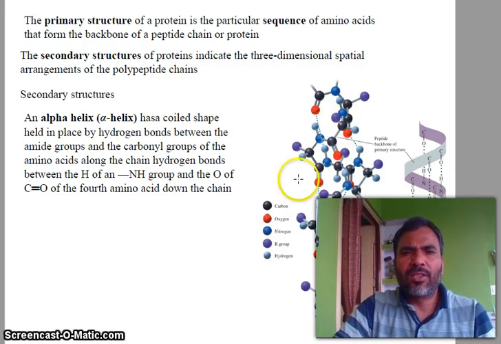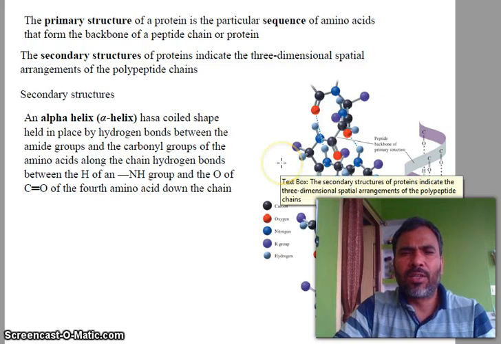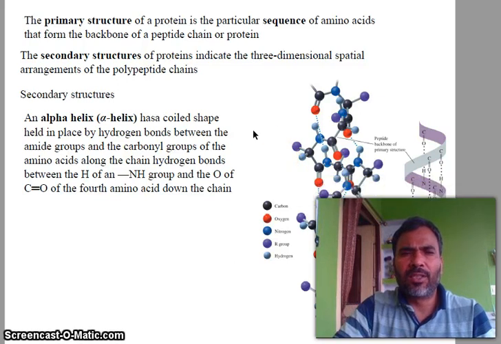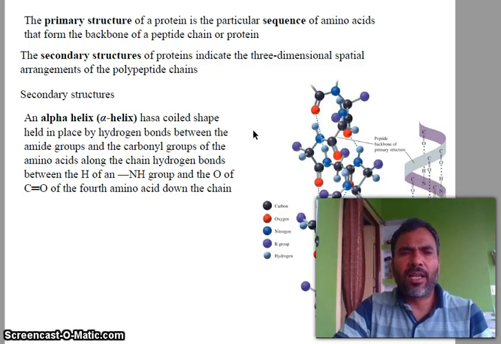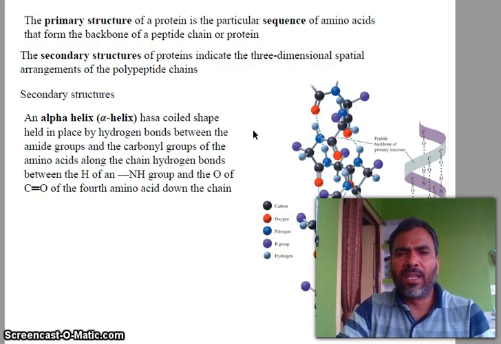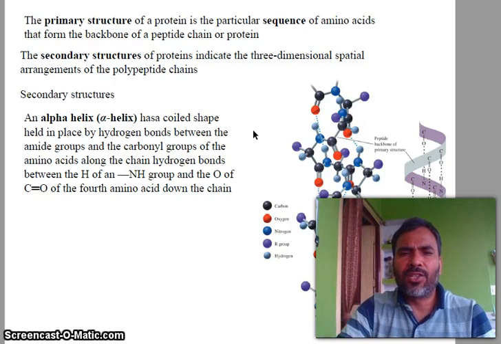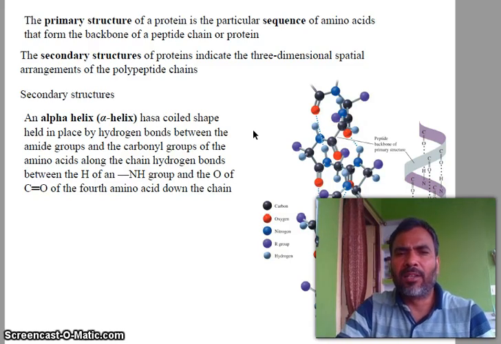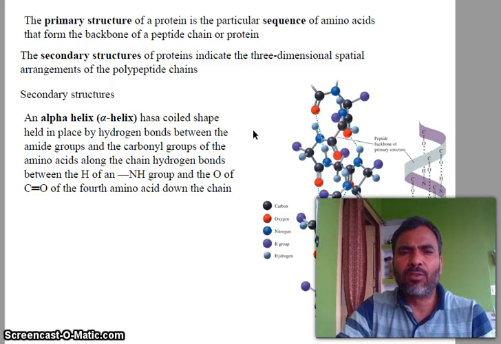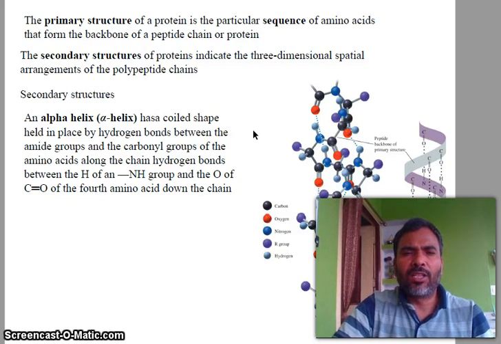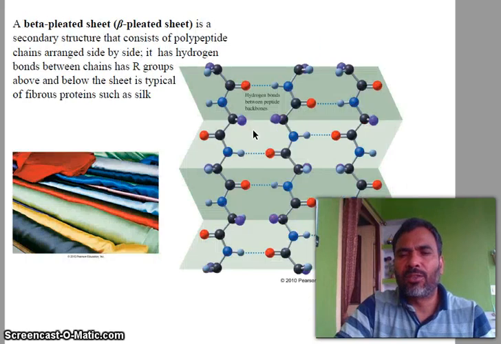The secondary structure of protein indicates the three-dimensional spatial arrangement of the polypeptide chain. Secondary structure: alpha helix. Alpha helix has a coiled shape held in place by hydrogen bonds between amide groups and carbonyl groups of amino acids along the chain, by hydrogen bonds between the hydrogen of an NH group and the oxygen of the CO of the fourth amino acid down the chain.